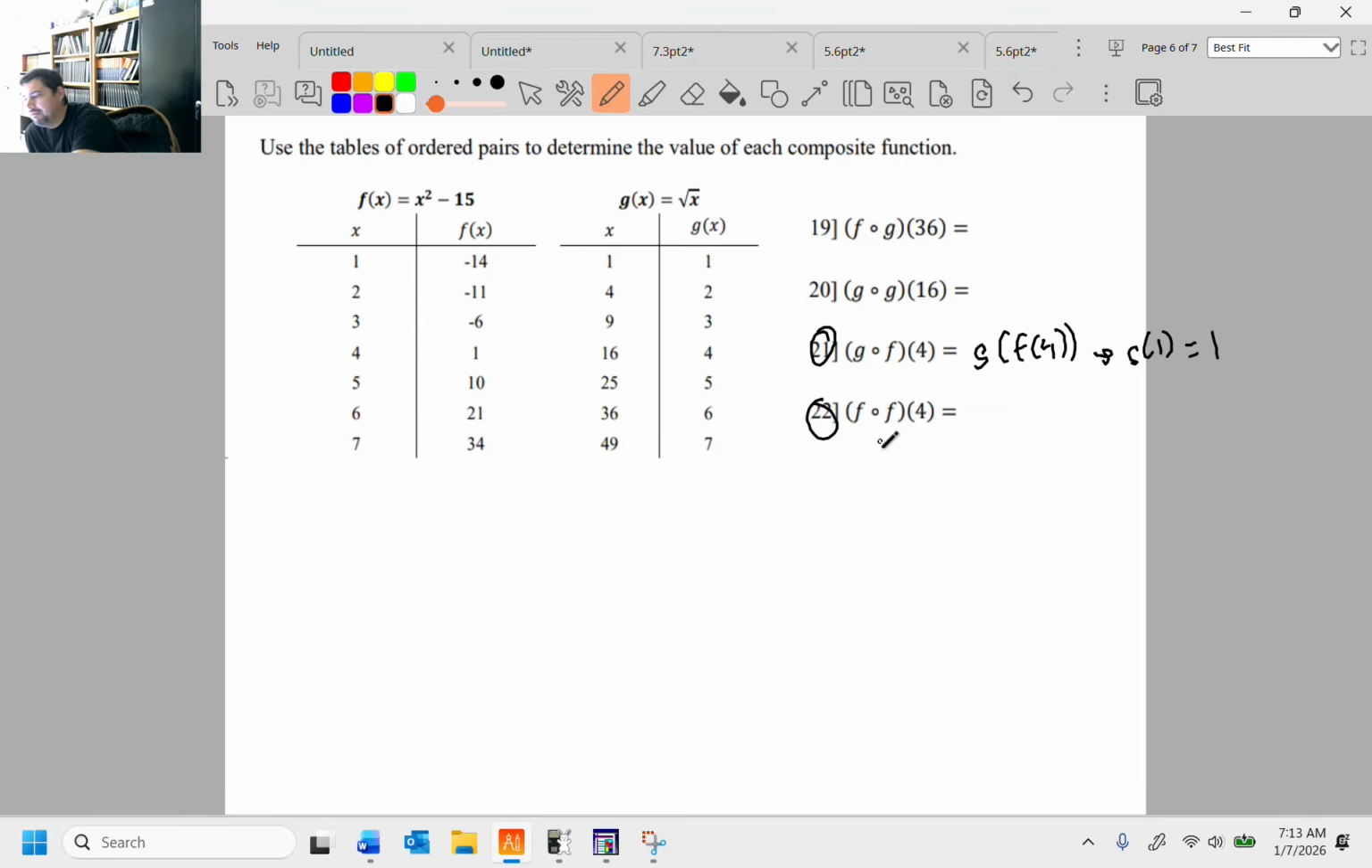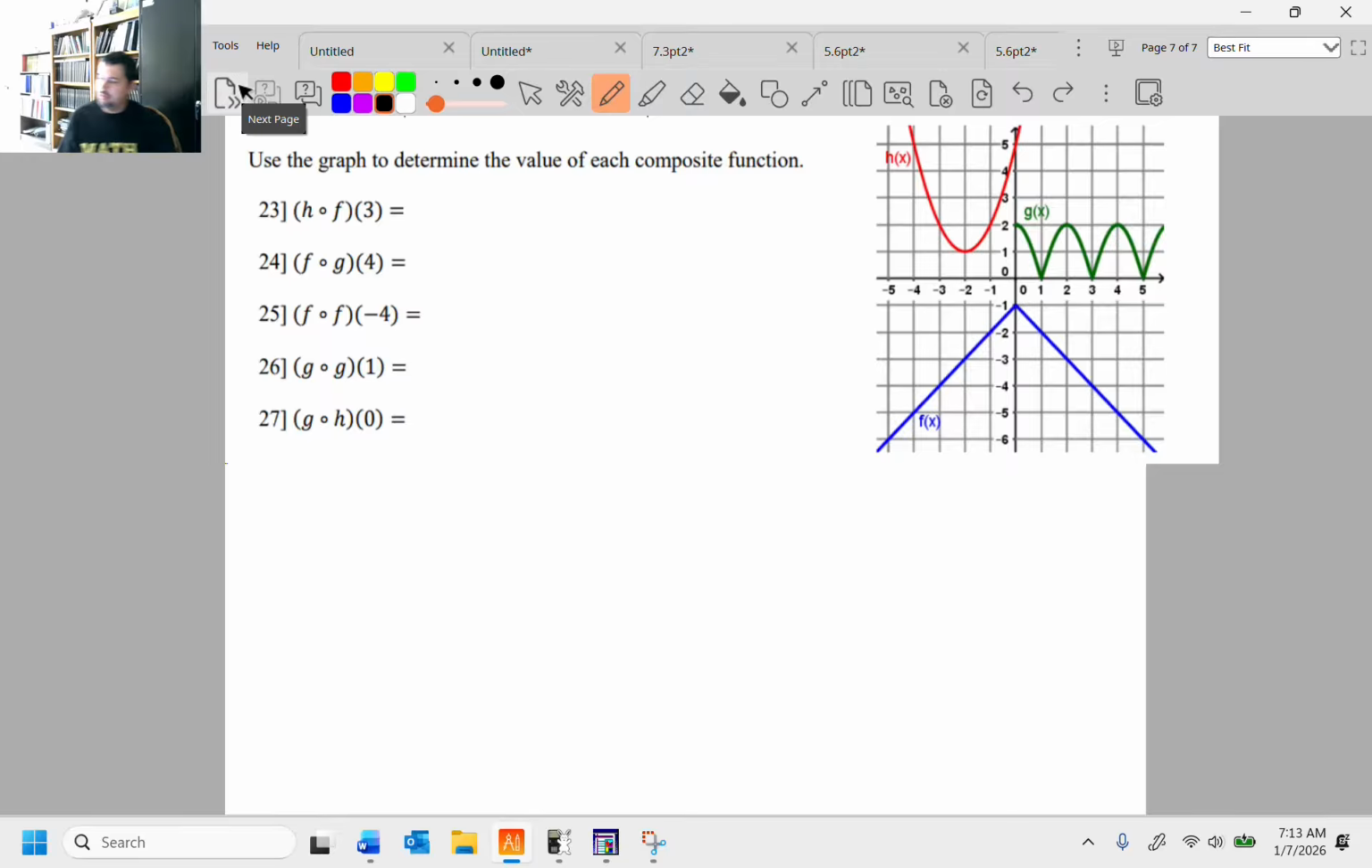22 is f of 4. Again, old school notation is vastly superior. F of 4 is 1. So this becomes f of 1, and f of 1 is negative 14. And I'll do two more here. Let's do 23 and 27.